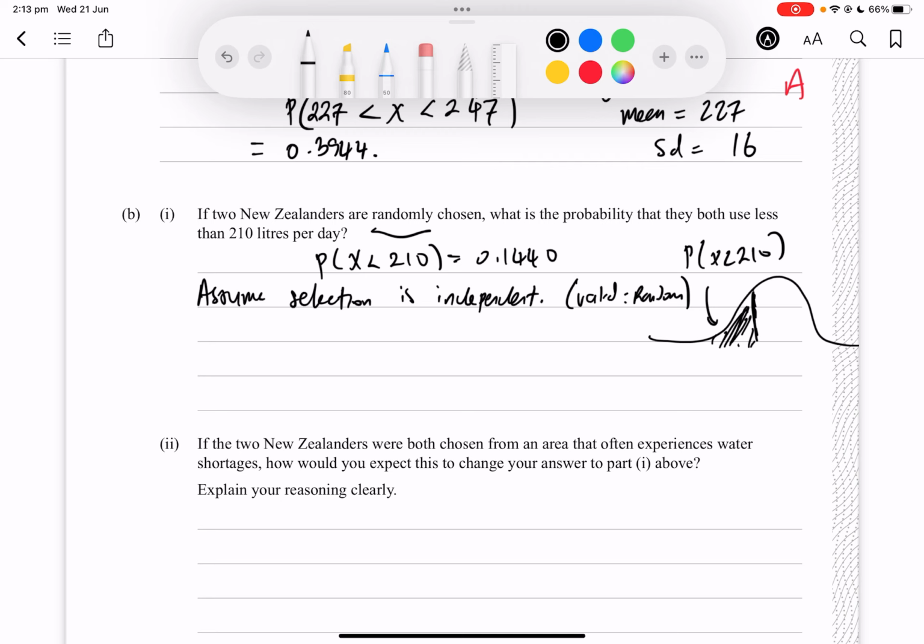So P of both equals 0.1440 squared, and that is equal to 0.0207.